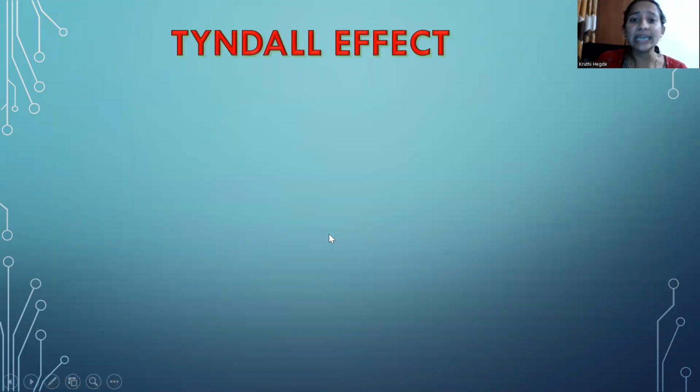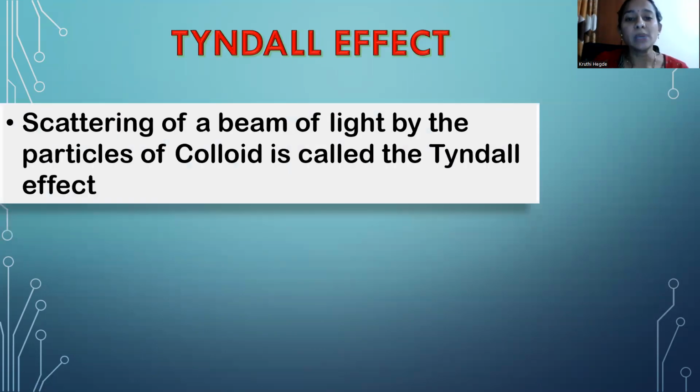In case of this colloid, this is a very, very important property, Tyndall effect. What is this Tyndall effect? Tyndall effect is the property of colloid where light can scatter due to the particles of colloid. That's called the Tyndall effect. It is named after a scientist named Tyndall. So scattering of a beam of light by particles of colloid is called the Tyndall effect.